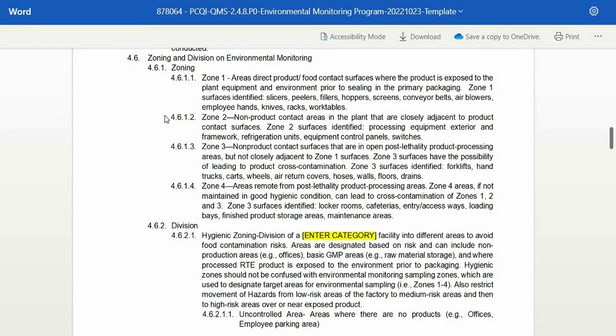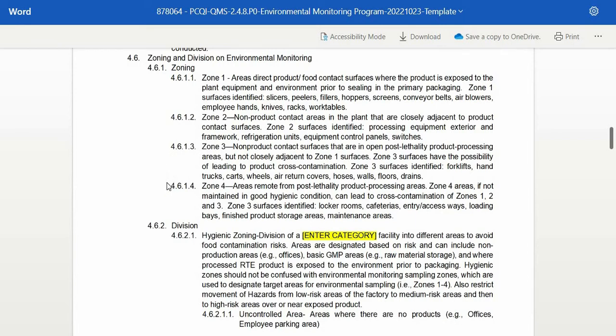For Zone 2, non-product contact areas in the plant that are closely adjacent to product contact surfaces. Zone 2 surfaces identified: processing equipment exterior and framework, refrigeration units, equipment control panels and switches. For Zone 3, non-product contact surfaces that are open post-lethality product processing areas but not closely adjacent to Zone 1 surfaces. Zone 3 surfaces have the possibility of leading to product cross-contamination. Zone 3 surfaces identified: forklifts, hand trucks, carts, wheels, air return covers, hoses, walls, floors, and drains.